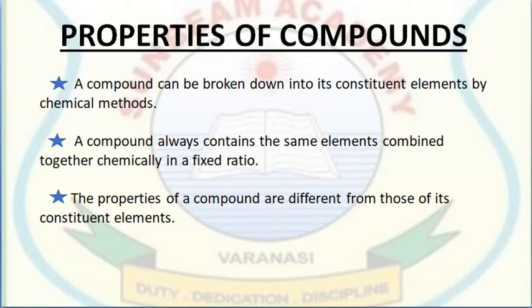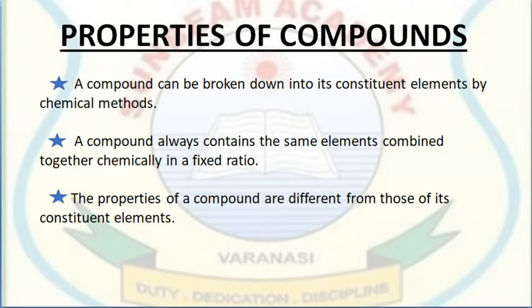The second property of a compound is that a compound always contains the same elements combined together chemically in a fixed ratio. No matter from where you take water, it will always contain hydrogen and oxygen in the ratio of 2:1 by volume. Sugar is a compound of carbon, hydrogen, and oxygen. Its molecule contains 12 atoms of carbon, 22 atoms of hydrogen, and 11 atoms of oxygen. And this proportion of 12 to 22 to 11 will remain constant no matter how and where sugar is produced.